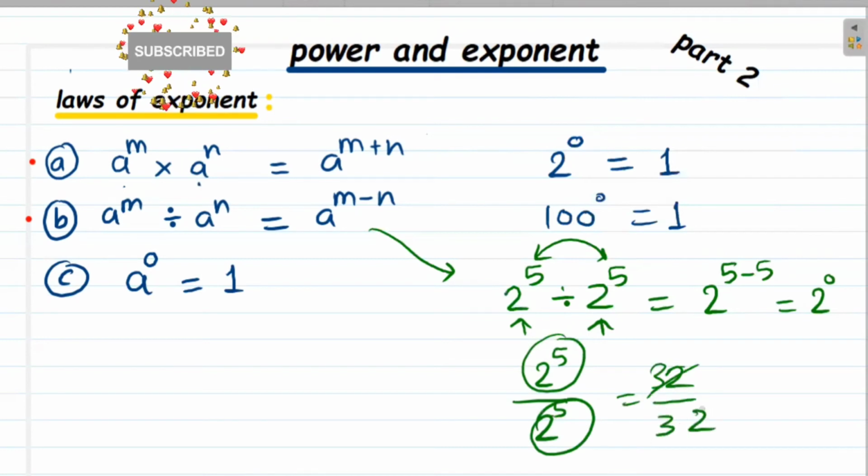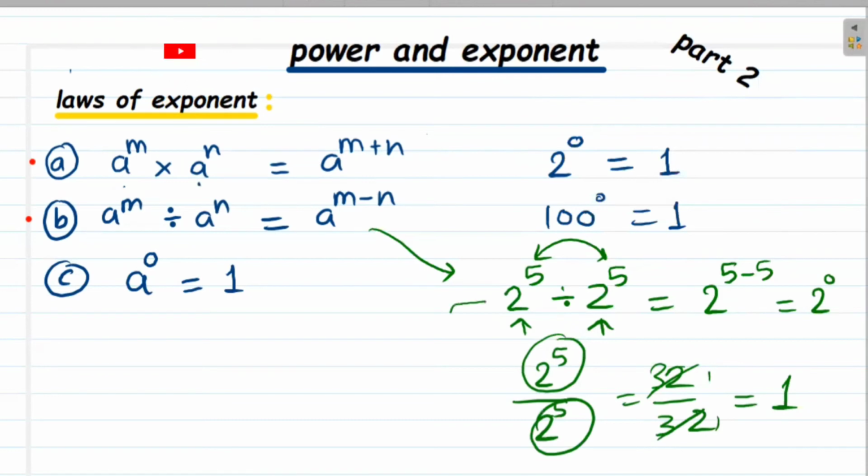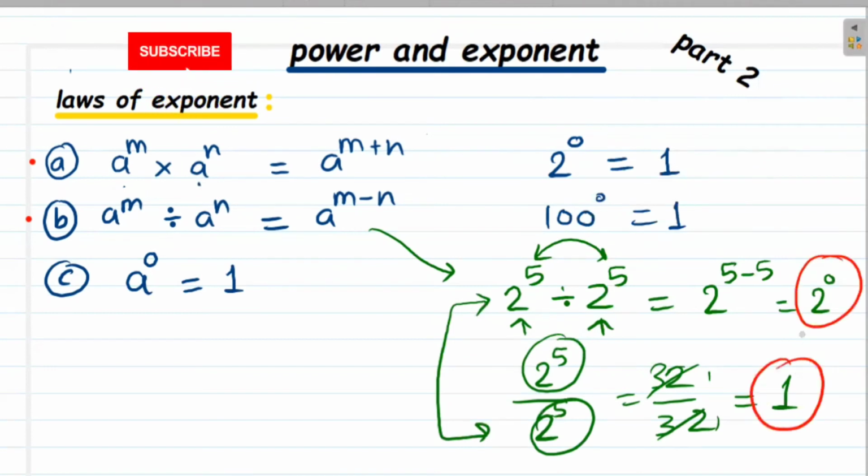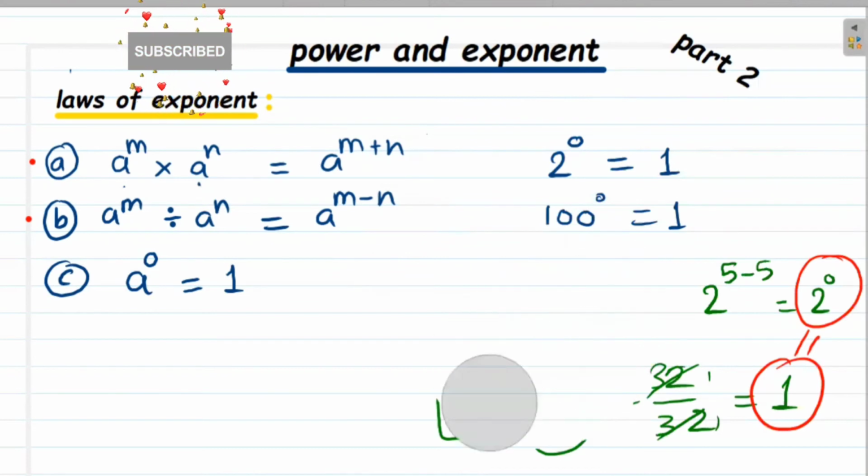So if 32 gets cancelled, what remains with me? That is 1. And we know in mathematics that for a particular question, there will be one and only one possible answer. Though the steps can be anything, the answer will not change. And from that we can say 2 raised to 0 is exactly equal to 1. Okay, so this is the logic behind my third law.